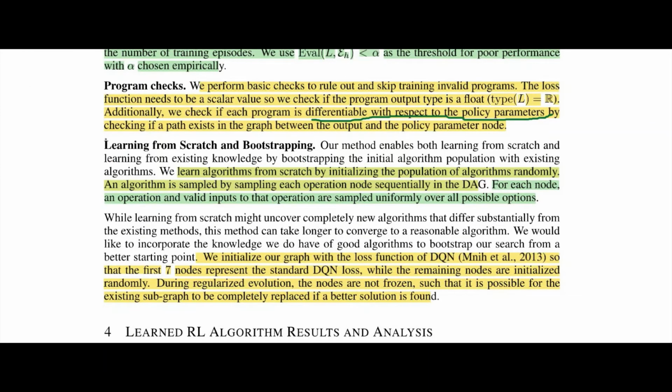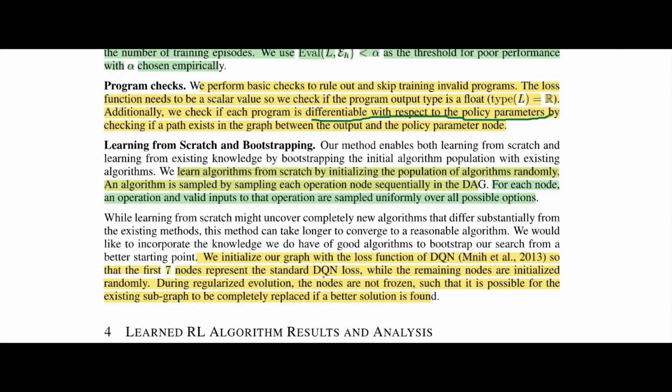Then they say how they learn from scratch versus how they bootstrap. When learning from scratch, they initialize the algorithm randomly. This is done by sampling each operation node sequentially in the DAG. DAG is a directed acyclic graph, which basically is the computation graph. When they are learning from scratch, they sample everything sequentially, uniformly, randomly, and they get a random computation graph. But when they bootstrap, they take the loss function of DQN to bootstrap.